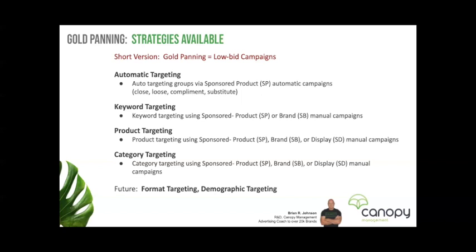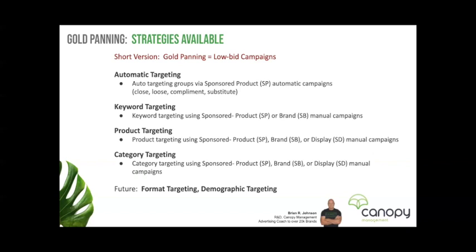Now, from an automatic campaign standpoint, an automatic campaign within sponsored products, of course, those have auto-targeting groups. If you're using those, of course, you're aware that those have the auto-targeting groups of close match, loose match, complementary products, and substitute products. Does anybody need clarification on what those auto-targeting groups are or what they mean? Keyword targeting, of course, is available in sponsored products and sponsored brands. Those, of course, where you add in your own list of keywords. This can work great for gold panning. It's actually single words that you're going to be using in gold panning. I'll show you that on the keyword targeting slide.